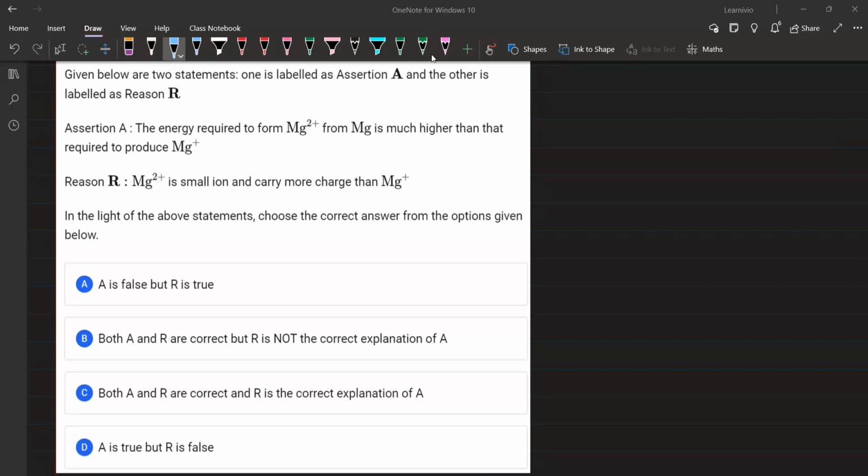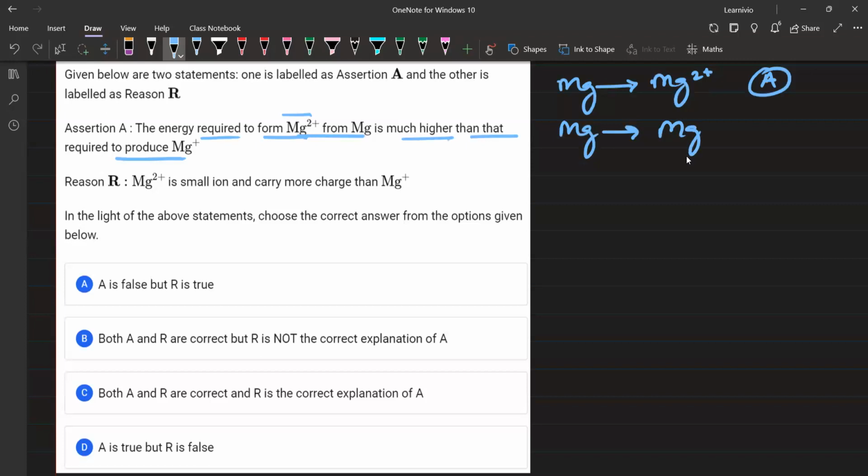The energy required to form Mg2+ from Mg. That means if you go from Mg to Mg2+, you will require some energy. Suppose this is A, and it is much higher than that required to produce Mg+. If you go from Mg to Mg+, this is B. So they're saying the energy required to form Mg2+ from Mg is much higher than that. They're saying A is greater than B.